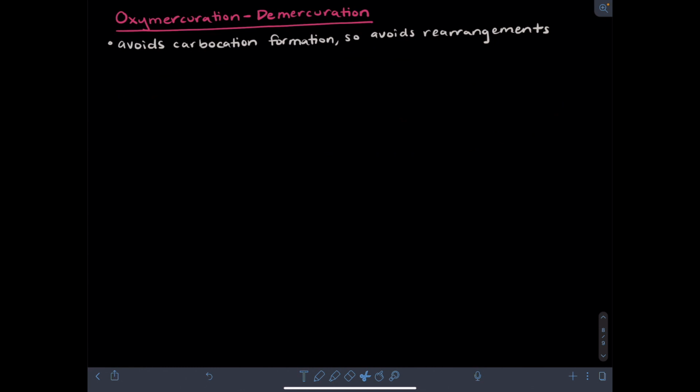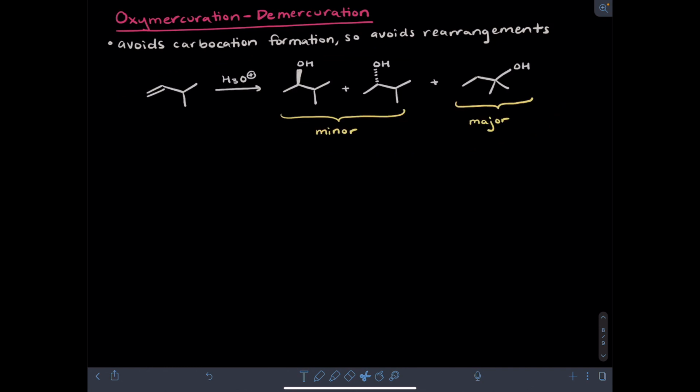So, ultimately, the reason to use oxymercuration-demercuration is that it avoids carbocation formation. So if you don't want carbocation rearrangement to occur, this is a safer bet than H3O+. Recall that for that isopropyl substituted alkene, treatment with H3O+ gave a mixture of products. The major product was the result of a carbocation rearrangement.